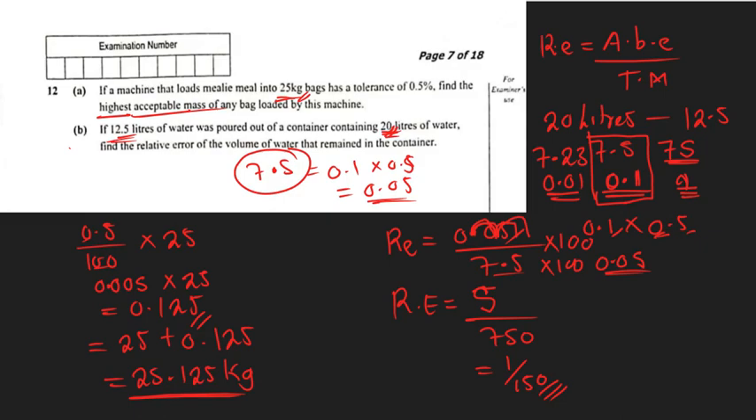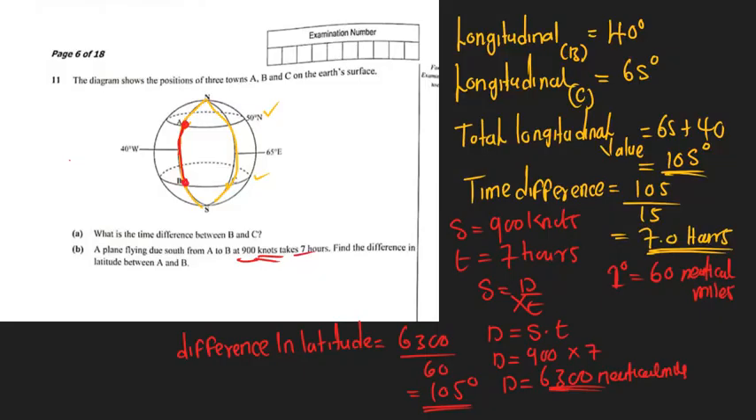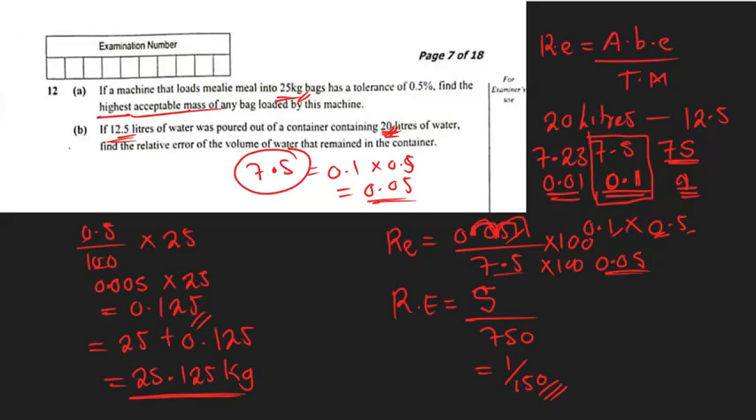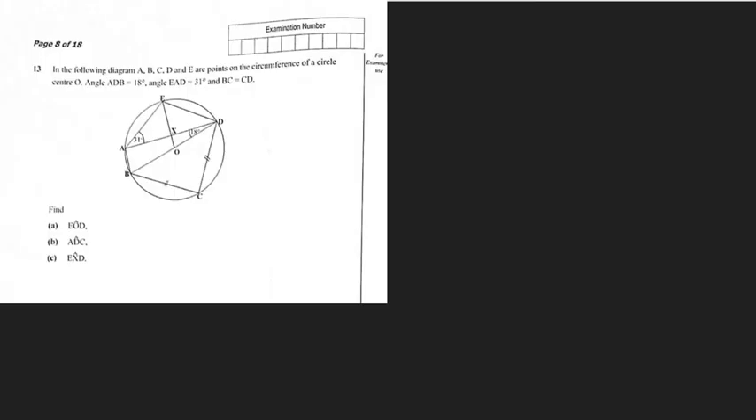So we have catered for earth geometry. We have catered for absolute errors and relative errors. Now let's do this particular part, which really, these are free marks, I want you to pay attention to this.